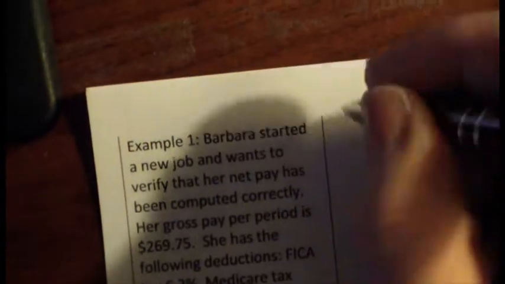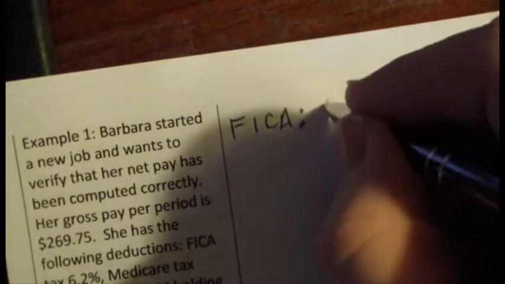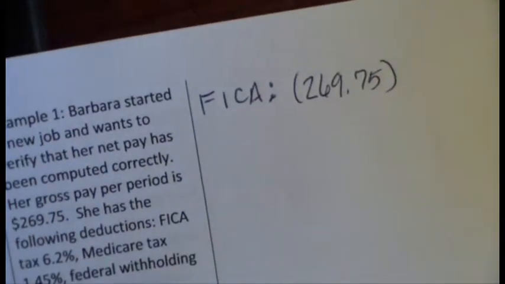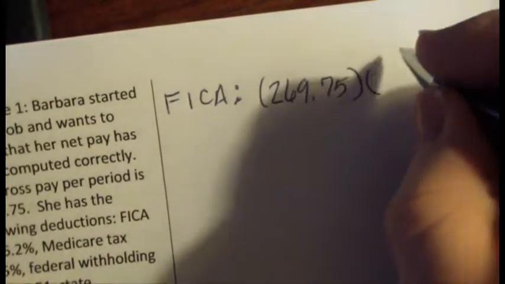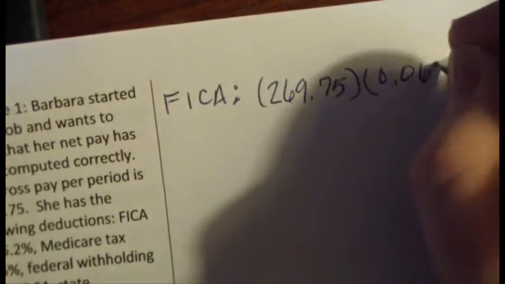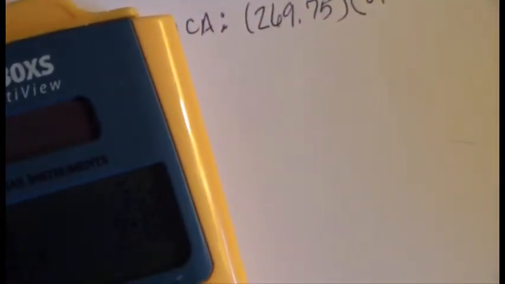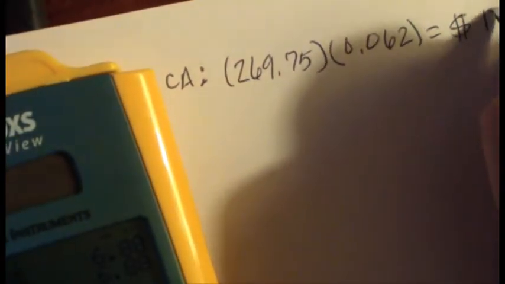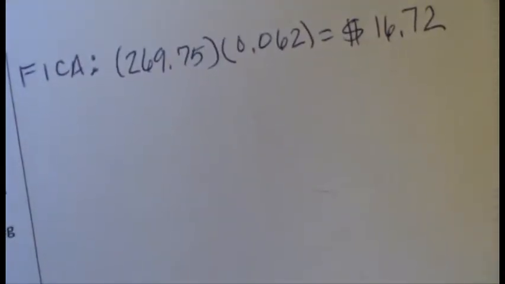So we'll take her gross. Here, we'll do FICA. Take her gross pay, which was $269.75. And the FICA tax is 6.2%, which, if we move our decimal 2 to the left, is 0.062. Let's calculate how much that is. 269.75 times 0.062 is $16.72. So $16.72 will be taken out for FICA taxes.